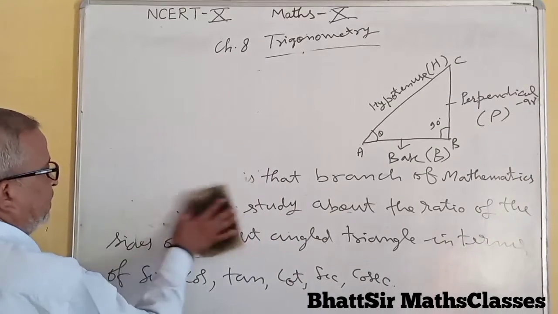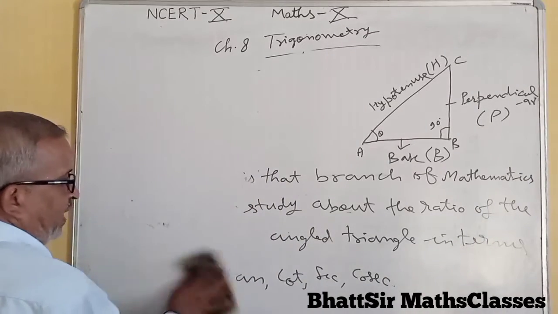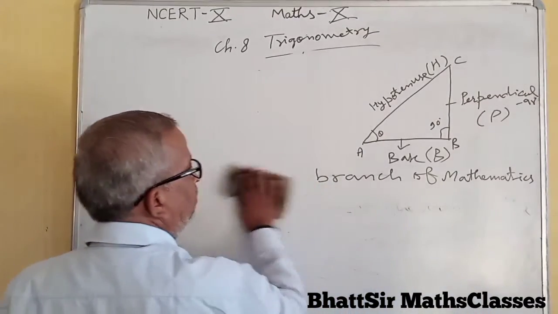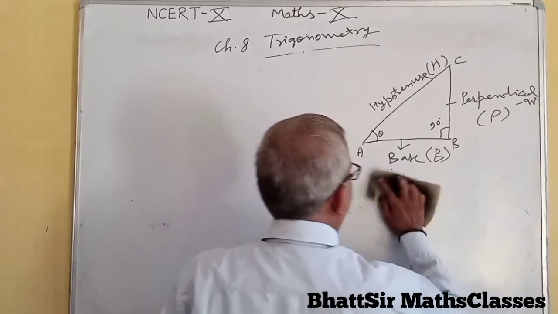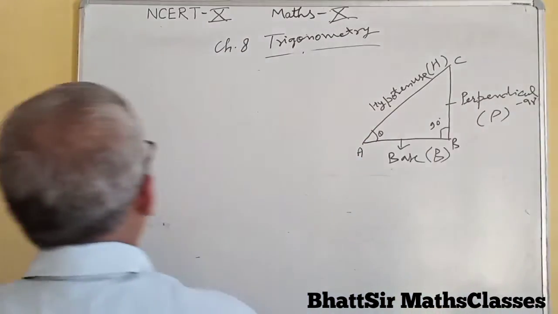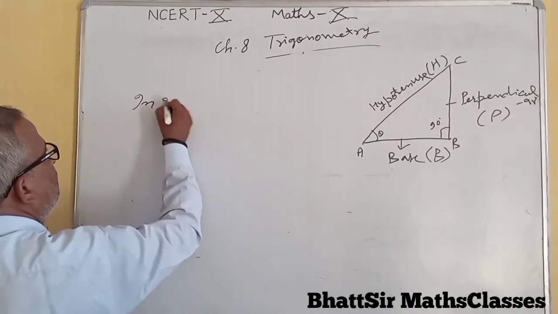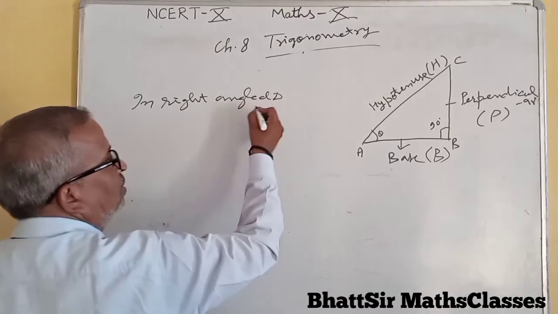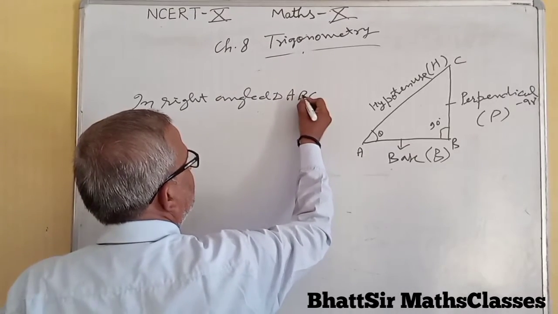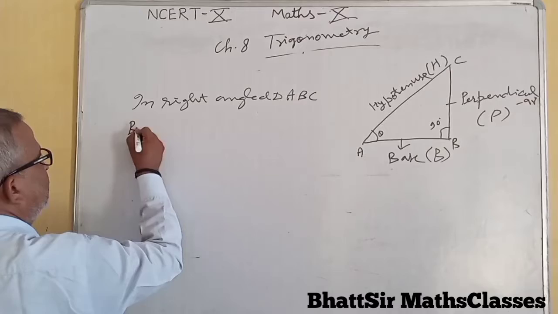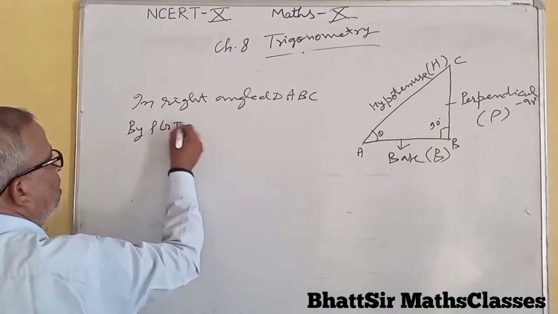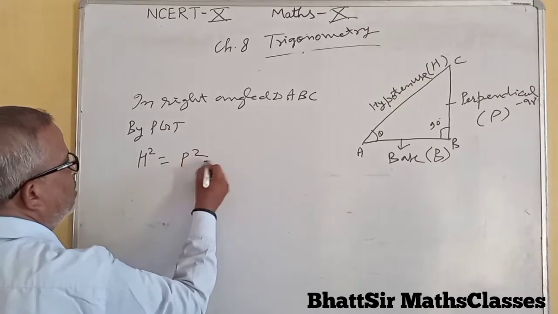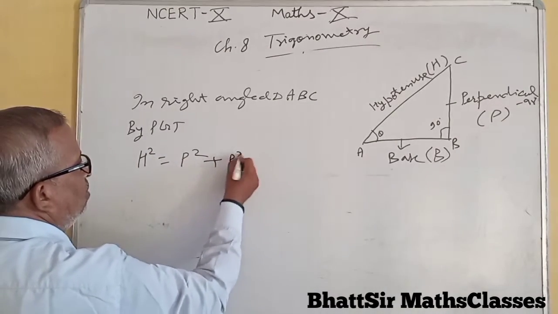For the calculation of trigonometry questions, first of all, you should be well known about the Pythagoras theorem. So, in right angle triangle ABC, by Pythagoras theorem, PGT, hypotenuse H square equal to P square plus B square.